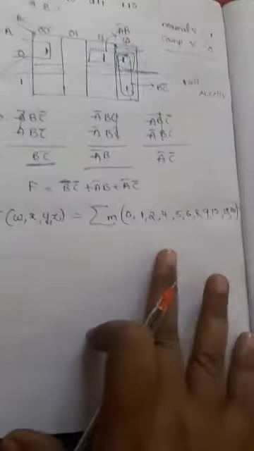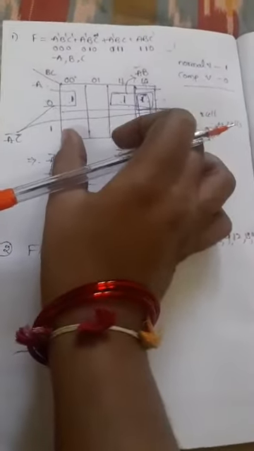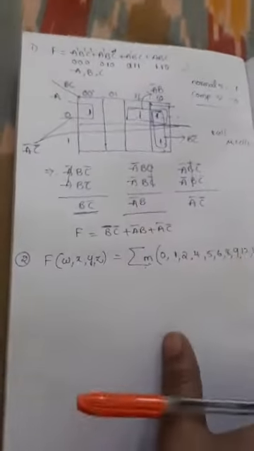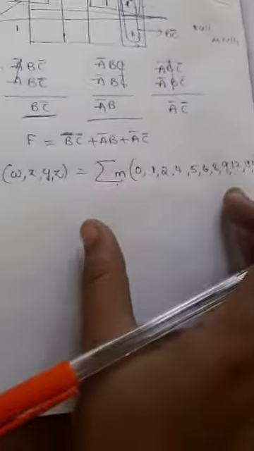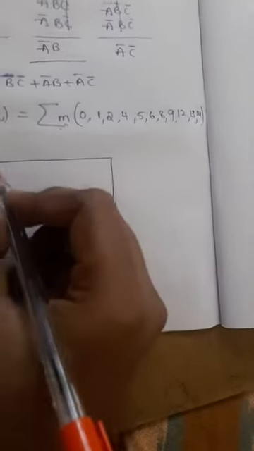So this is our problem, related to the 4 variable K-map. Already you know how to solve a 3 variable K-map, so now we come to the 4 variable K-map. With respect to 4 variables we need a 4 variable K-map. Totally how many possibilities are we getting? 2 power 4, 16 possibilities. That's why I consider 16 cells of K-map.